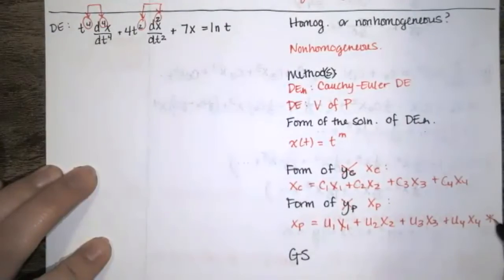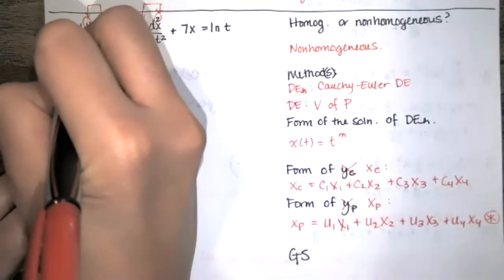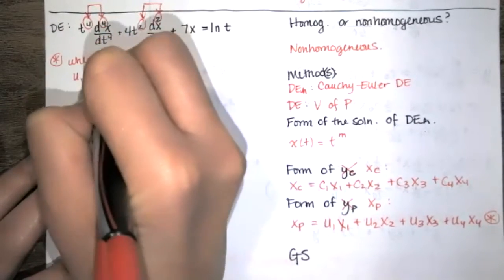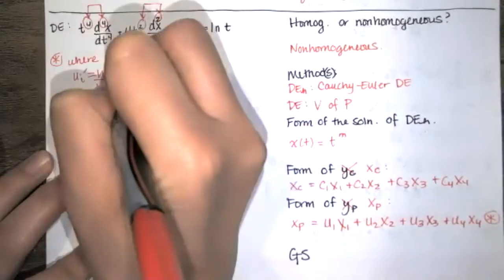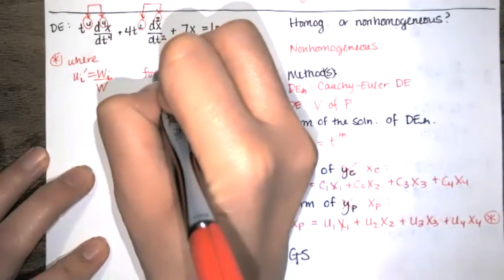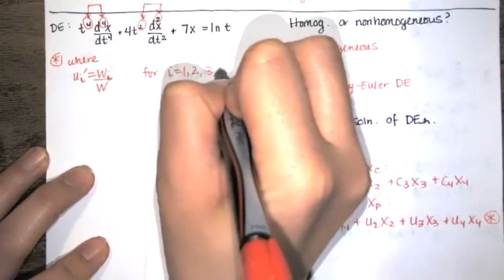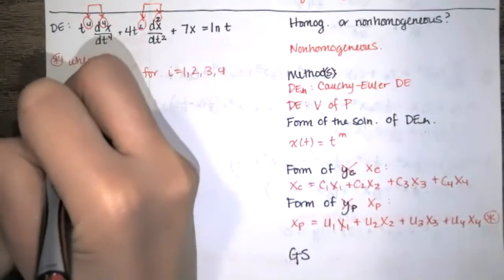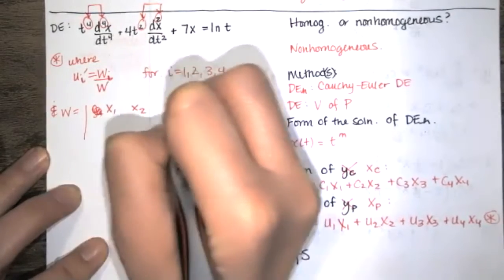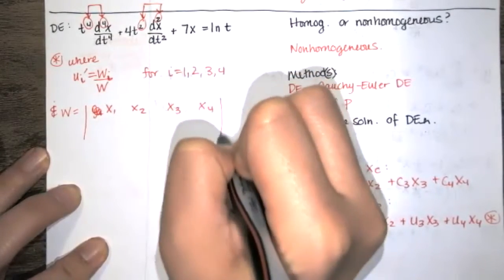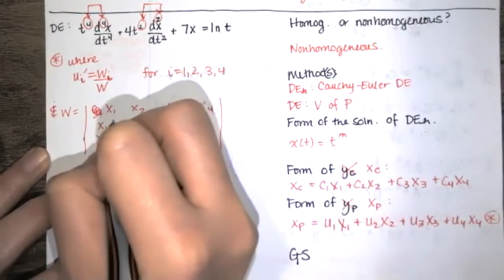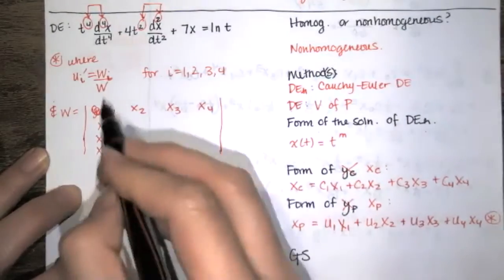And those have to satisfy this. u1 prime is going to equal w1 over w. Actually, let's just write u sub i prime is equal to w sub i over w. This is for i equals 1, 2, 3, and 4. And w is the Wronskian of those four solutions: x sub 1, x sub 2, x sub 3, and x sub 4. So this is a 4 by 4 determinant. And you just take the derivatives as many times as necessary until you get 4 rows.